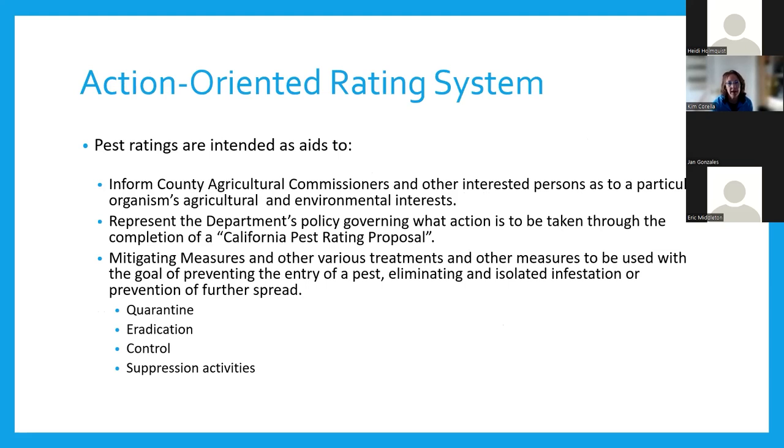They're really to inform the county ag commissioners and other parties to a particular pest that is of interest in the agriculture or the environment. And they do this through going through a California pest rating proposal. And through that, depending on what rating that's given, there's a variety of mitigating measures and other treatments that can be taken to try to prevent the entry of these pests if they're in the state, to eliminate and isolate infestations or to prevent further spread.